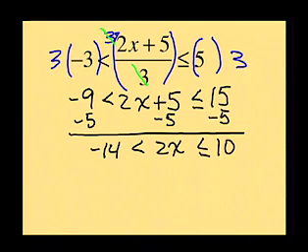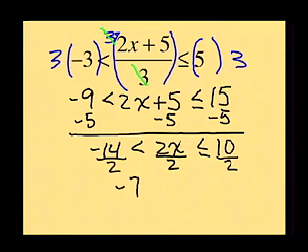The final operation is to divide both sides, or I should say all 3 parts, by 2. And negative 14 divided by 2 is negative 7. Less than 2 divided by 2 is 1x, which is less than or equal to 5. So our algebraic solution is negative 7 is less than x, which is less than or equal to 5.